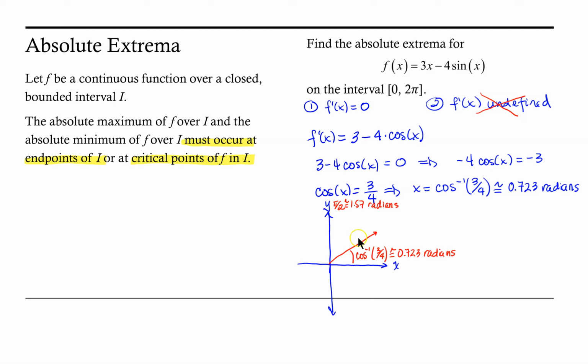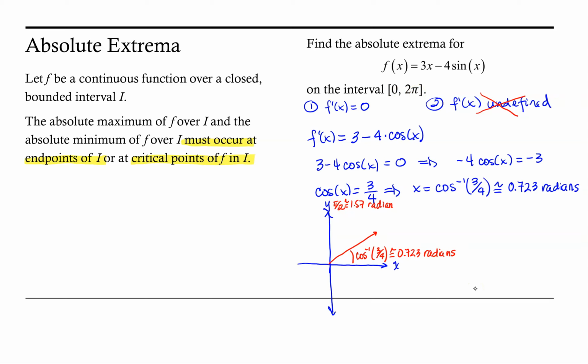If we were looking at the coordinate plane, we'd have something looking like this. Our angle of arc cosine or inverse cosine of 3/4 is a little less than half of pi over 2. Recall that the angle of pi over 2 takes you to the positive y-axis. So our inverse cosine is here. And keep in mind that we're looking for all values x in the interval 0 to 2 pi.